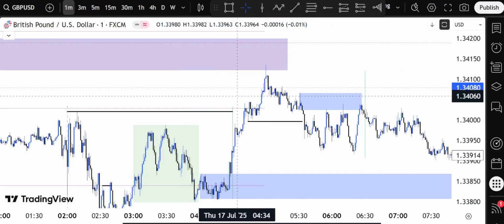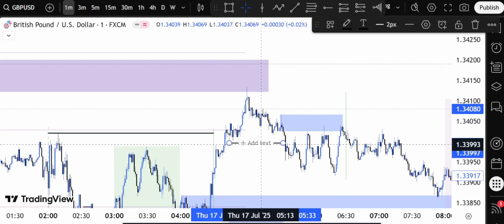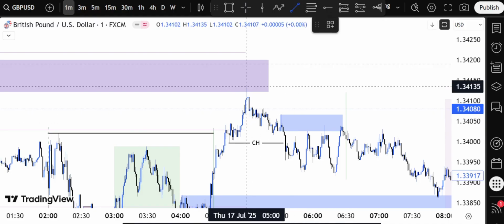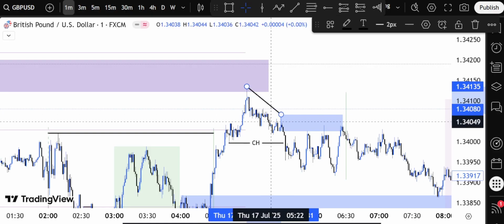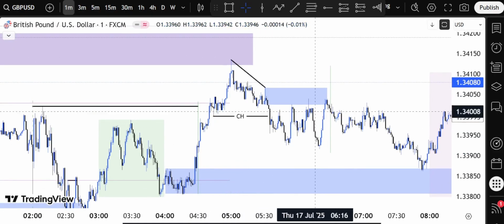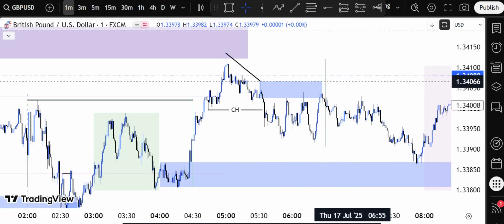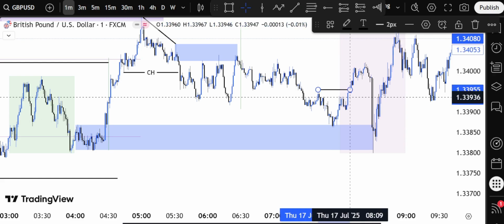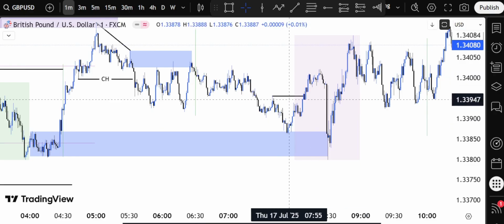Price went up and mitigated the supply. The first charge happened here. There was a lot of liquidity above the zone, as you can see. Price was creating a build-up of liquidity, so I had my doubts. On this new demand, our charge happened here. There was one thing that turned me off, and that was the New York open.